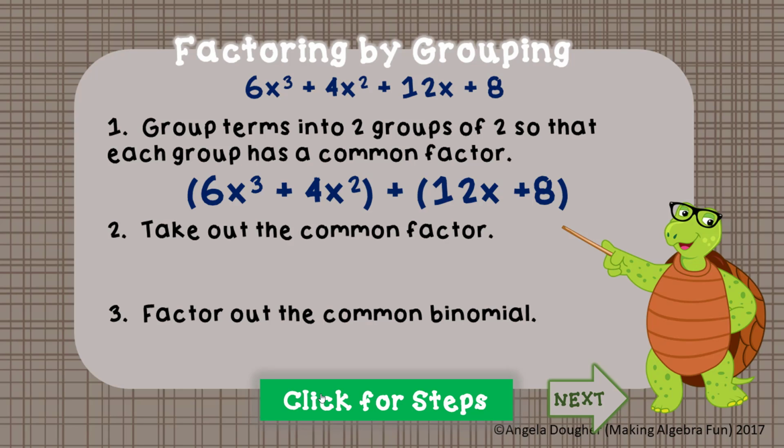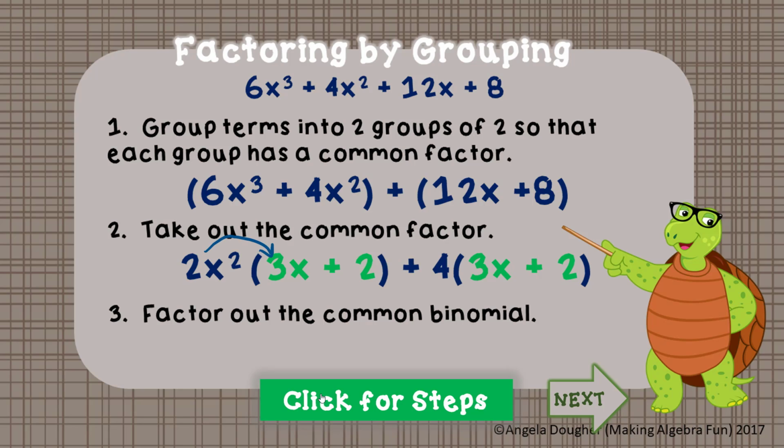Then we need to take out the common factor. What could we take out of that first group? Well, the lowest x power we have is x squared, so we can take x squared out, and the number 2 should be able to come out of both of those. And on the back side, we can definitely take a 4 out of both. So 2x squared times 3x gives you 6x cubed, and 2x squared times 2 gives you 4x squared. The same thing over here, 4 times 3x gives you 12x, and 4 times 2 gives you 8.